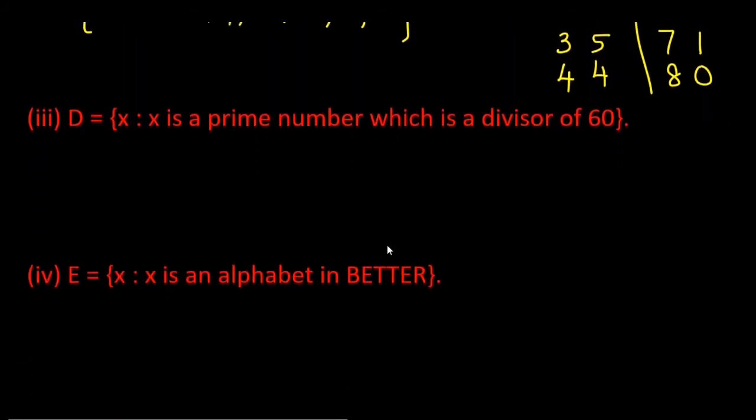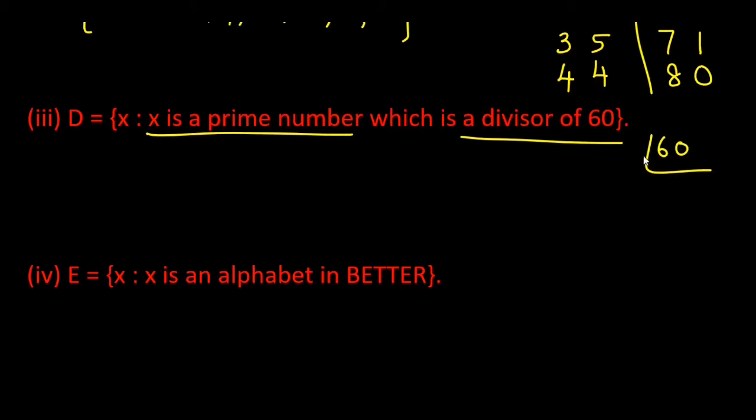Third one, D is equal to the set of all x such that x is a prime number which is a divisor of 60. So let us find the prime factorization of 60.